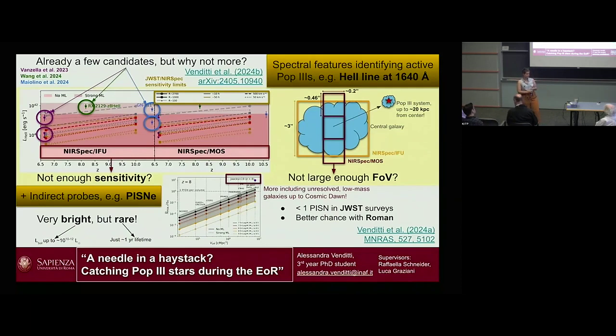As a concluding remark, I would just like to say that there are many challenges involved in the detection of population 3 stars. But I hope that during this brief talk I convinced you that looking for them during the Epoch of Reionization is not beyond hope, and there's certainly room for improvements.